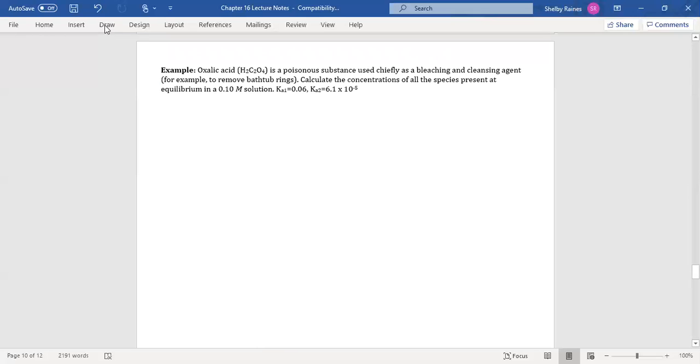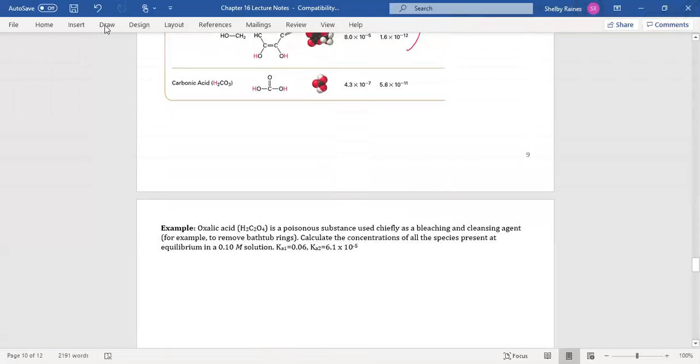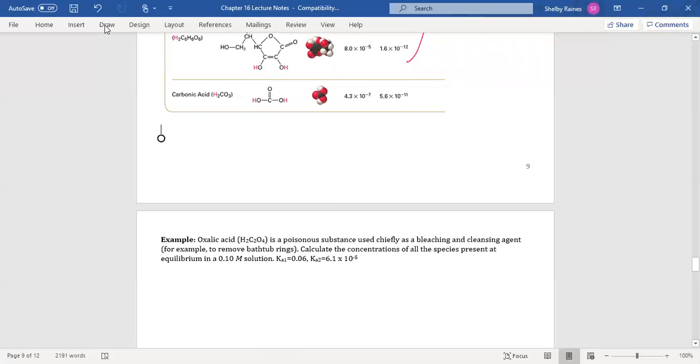So it says oxalic acid is a poisonous substance used chiefly as a bleaching and cleansing agent. We're probably using a lot of that right now. Calculate the concentration of all species present at equilibrium in a 0.1 molar solution. I've just scrolled it down because I like to hover with my pen. All right, so this is what the first ionization will look like.